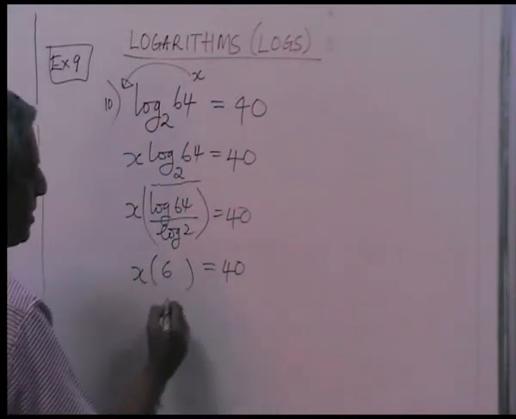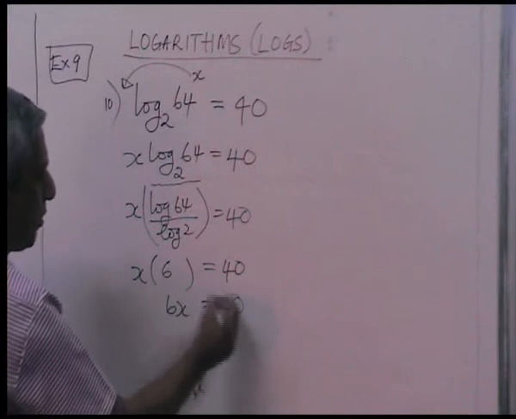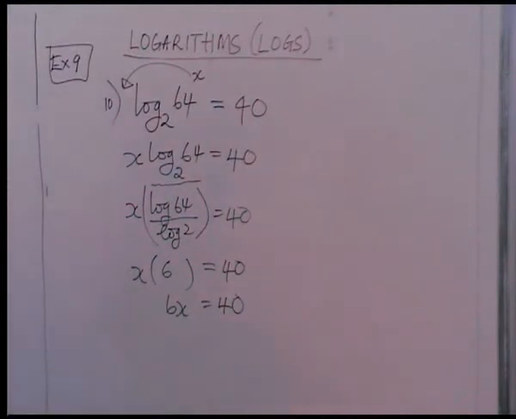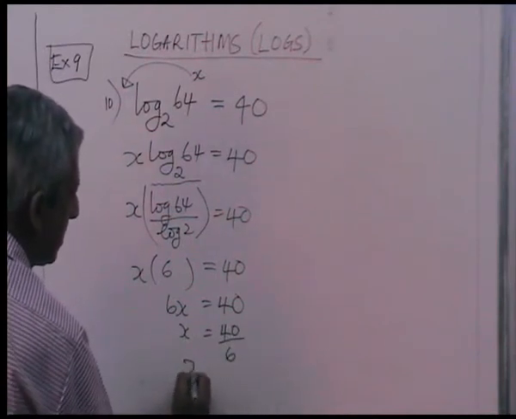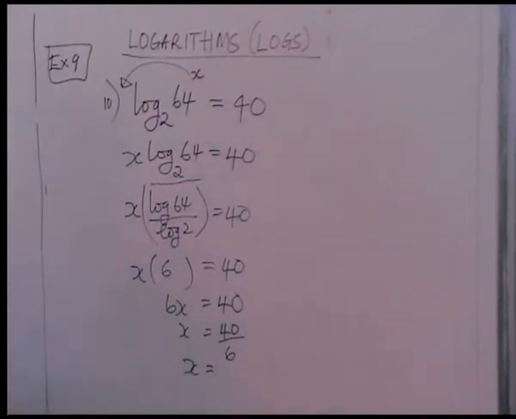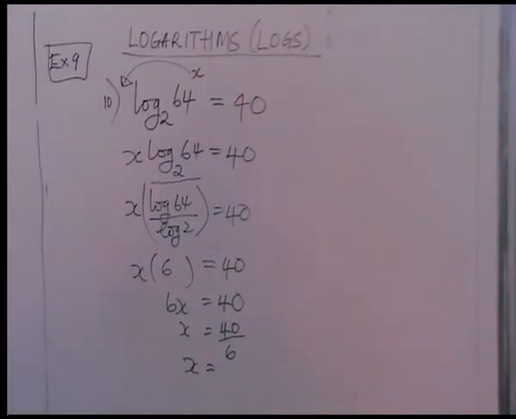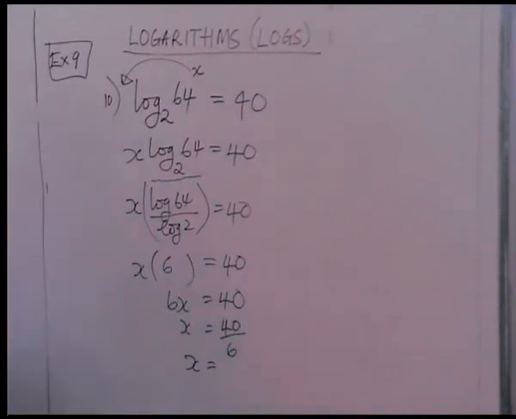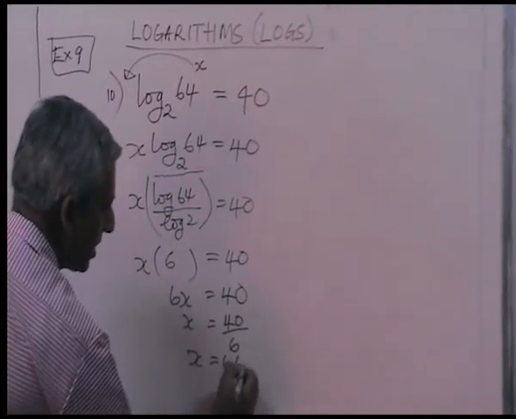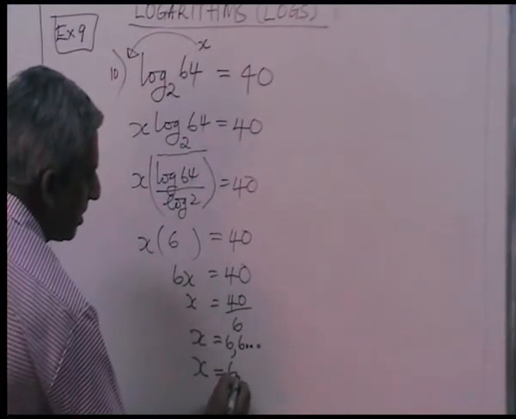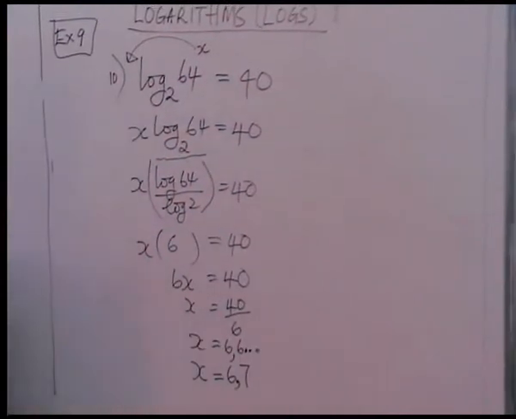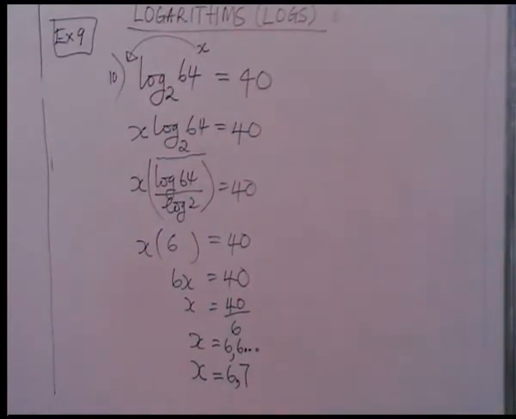So 6x is equal to 40. Right? Then x is equal to 40 divided by 6. x is equal to, and when you put that into the calculator, you'll get 6.666 recurring. But you want it correct to one decimal place, so it will be 6.7. That brings us to the end of simple equations in logs, and we hope you got all right.